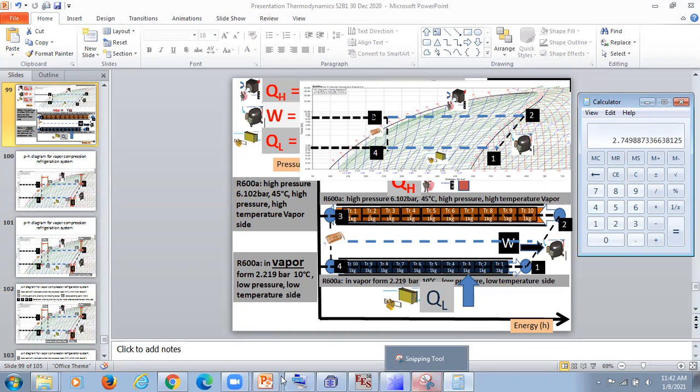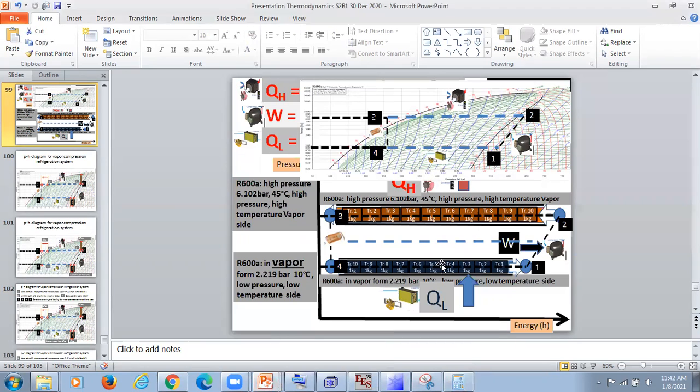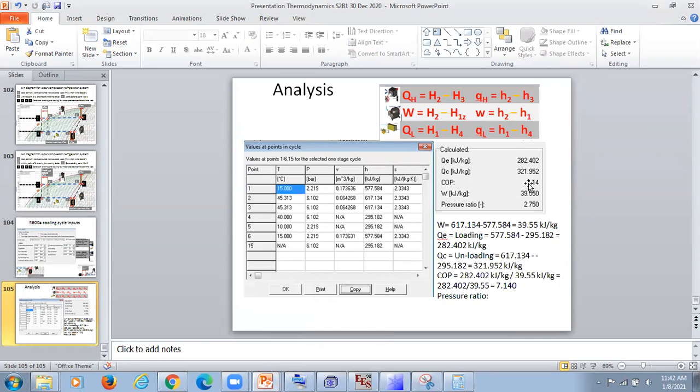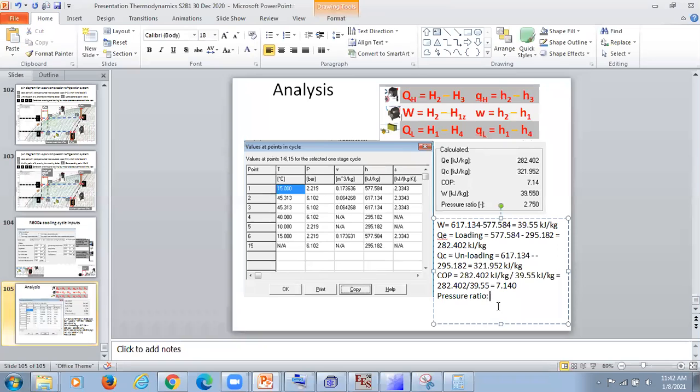Okay. So you got to this. See, 7 point... COP value. Sorry, pressure ratio. So I will put it this way: P, see 2.219. This is the evaporator, low pressure.